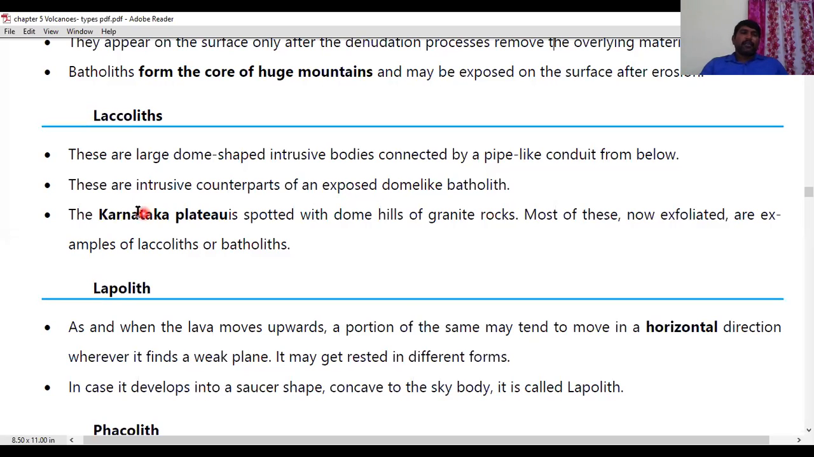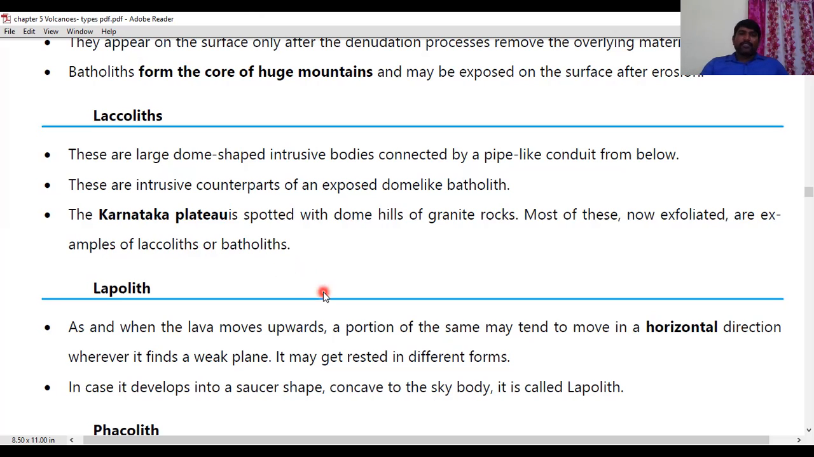Laccoliths. Laccoliths are large dome-shaped intrusive bodies connected by a pipe-like conduit from below. These are intrusive counterparts of exposed dome-like batholiths. The Karnataka plateau is spotted with dome hills of granite rocks. Most of these are now exfoliated and are examples of laccoliths or batholiths.